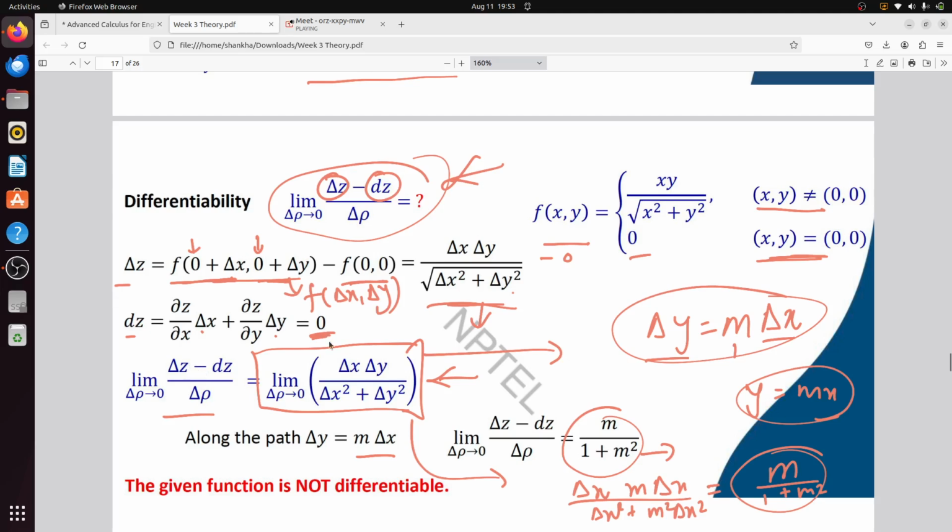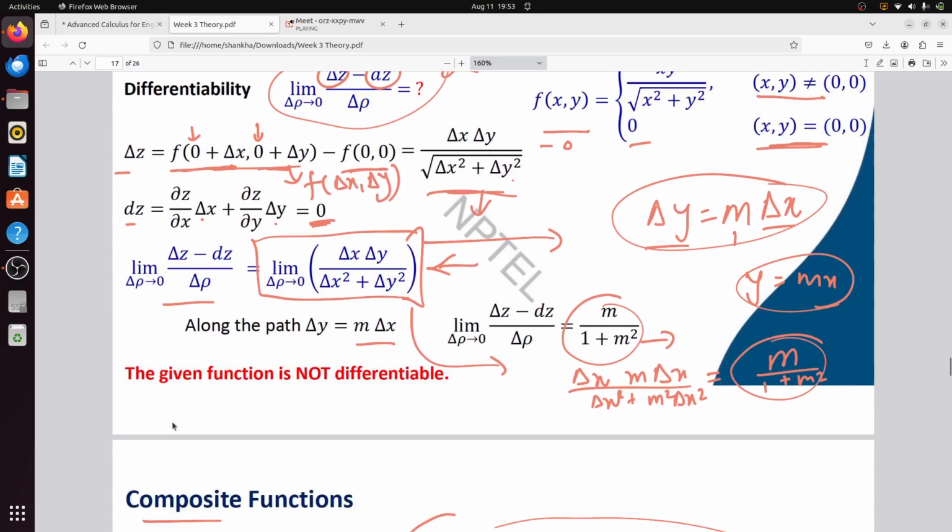From delta z minus dz you are getting delta x delta y by square root of delta x whole square plus delta y whole square. Now here you have another delta rho, because of the denominator part, and that delta rho is nothing but square root of delta x whole square plus delta y whole square. So there will be a product of two square roots, then the square root terms will vanish, and you will get delta x whole square plus delta y whole square only. And now you can actually show that this given function is not differentiable. Is it clear till now?